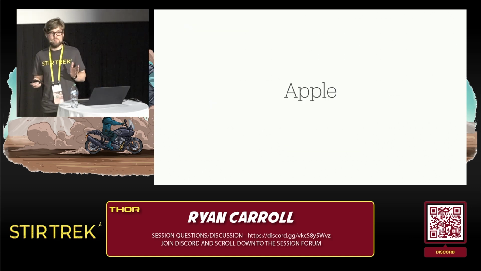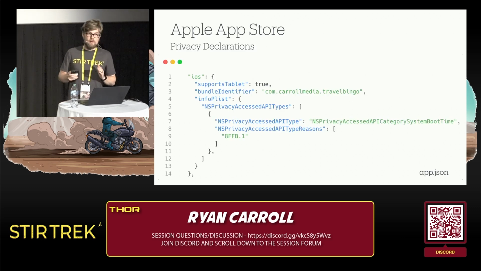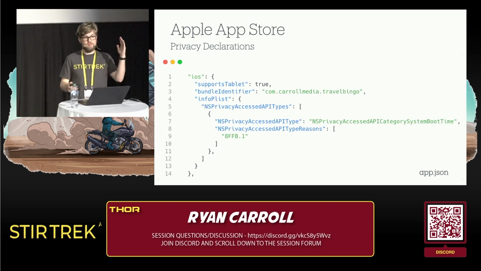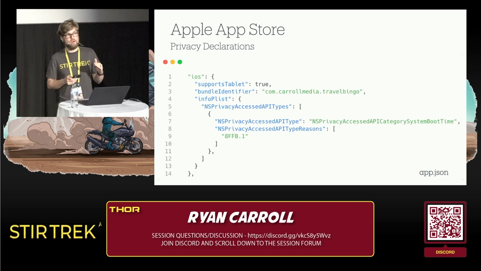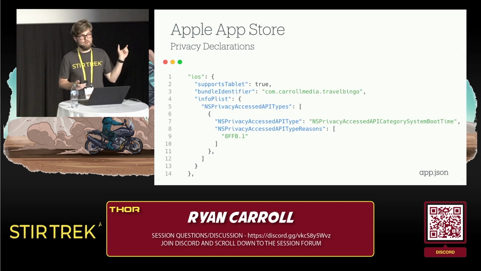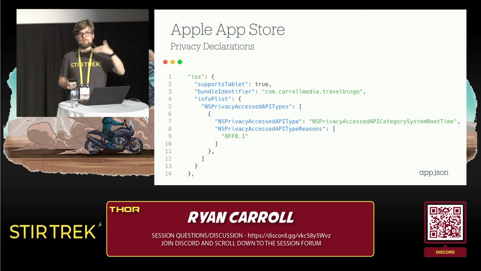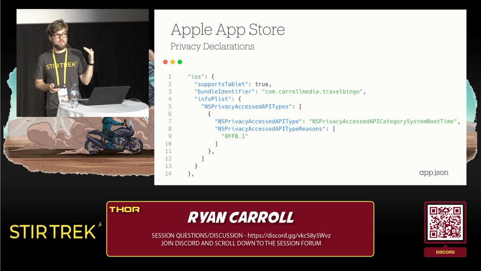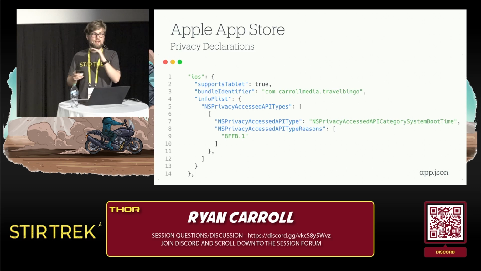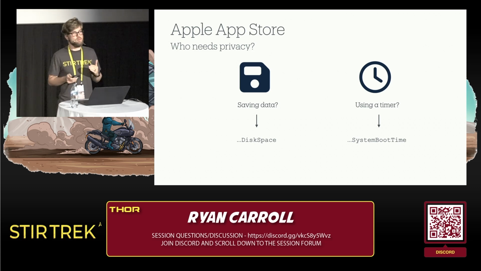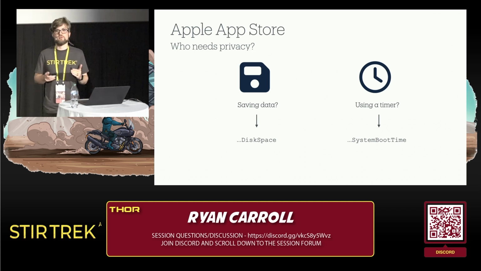So on Apple, it's a little bit different. Apple is a little bit stricter on privacy, and especially on having those declarations spelled out very explicitly. I mentioned that app.json file earlier and some of the Android things that are in there. On the iOS side, you have to have all of these privacy declarations that you spell out in that file. And you might be thinking, what might I have to put in there? It can be a little more subtle than what you might initially realize.